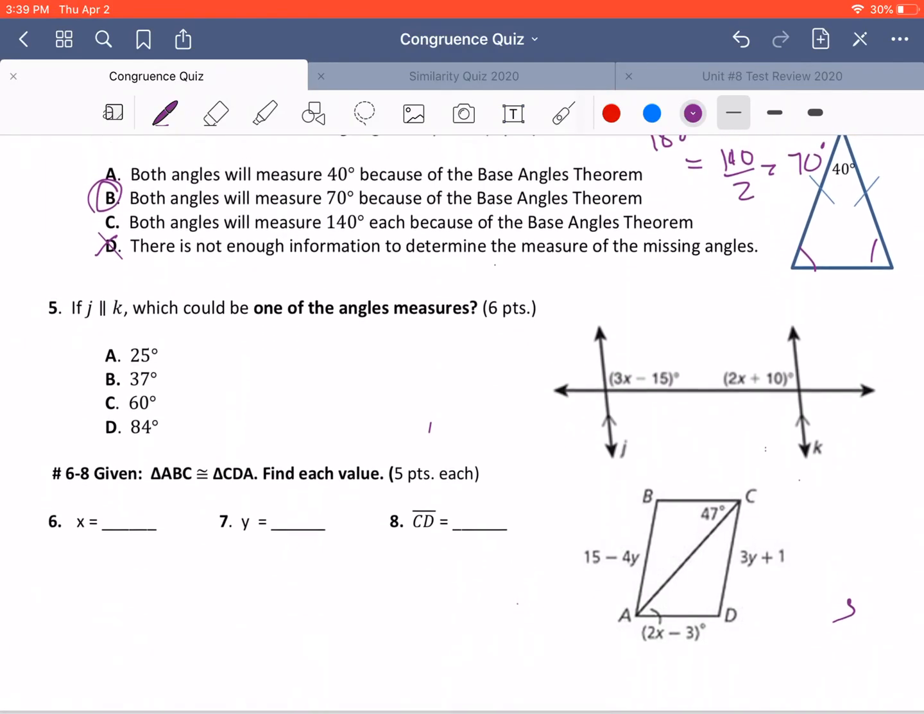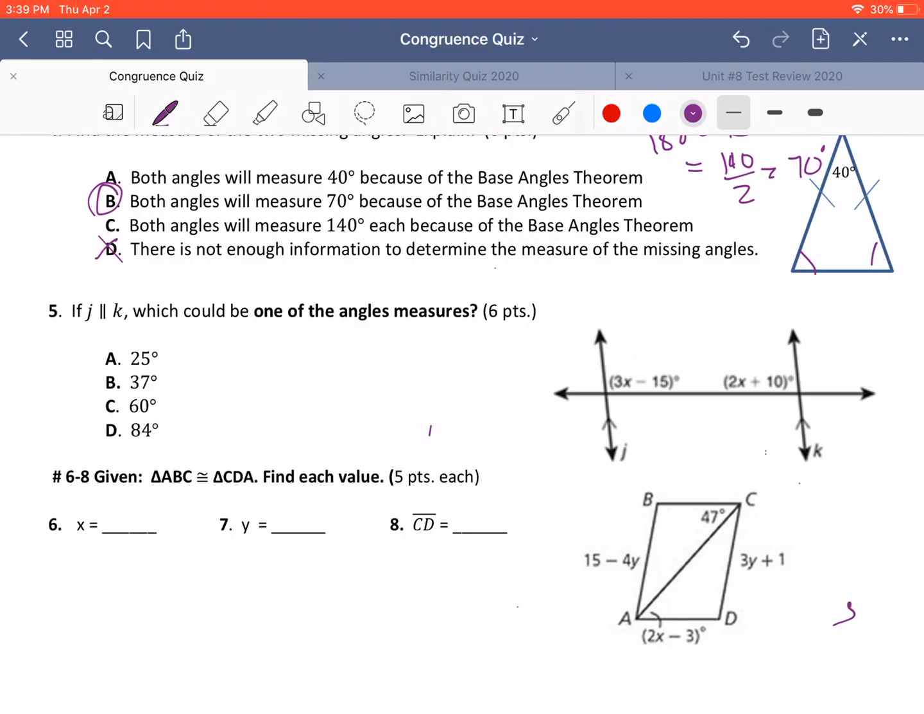Number 5, it says if J is congruent to K, which could be one of the angle measures. A lot of people miss this problem because they didn't answer the question being asked or actually work it out. These 2 angles are same side interior. Same side interior angles are supplementary. Supplementary means they add up to 180.